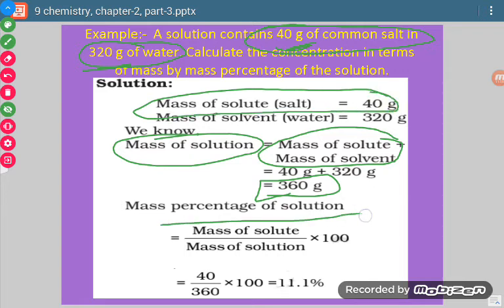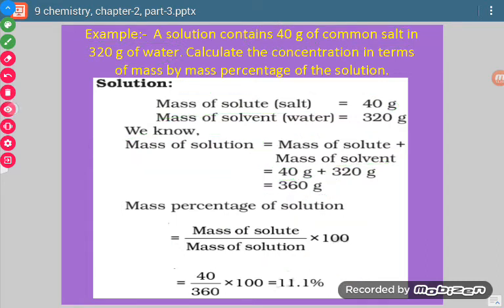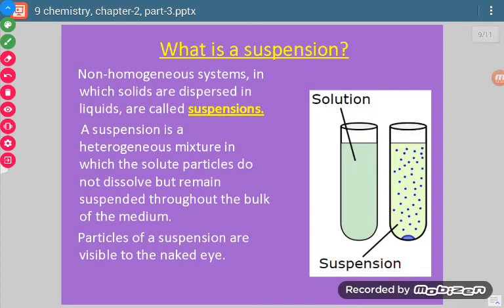Now we apply the formula: mass percentage of the solution is mass of solute divided by mass of solution into 100, and then we get the value as 11.1%. So whatever data is given to us, on the basis of that we can check which formula is to be applied. Now next comes, what is a suspension? Till now we discussed solutions. Now the second type of system comes, which is suspension.